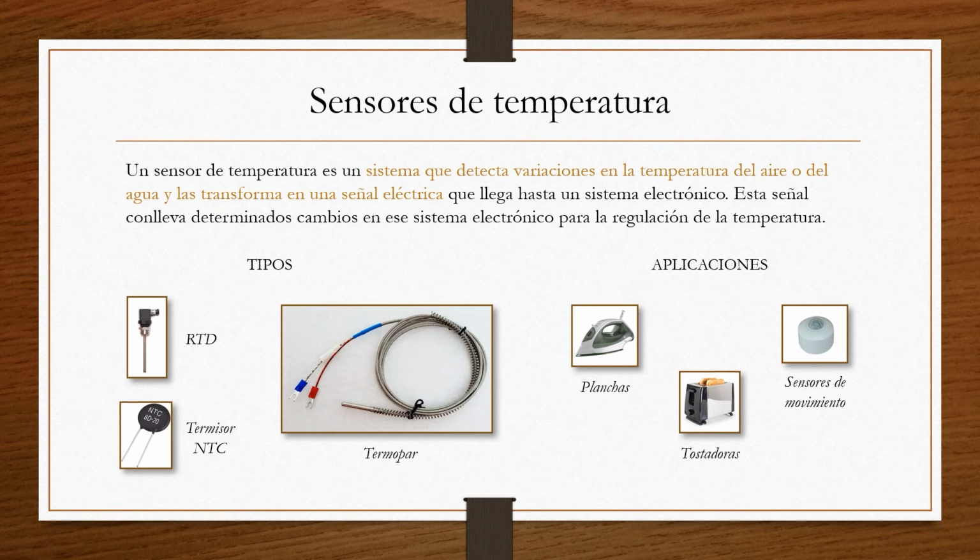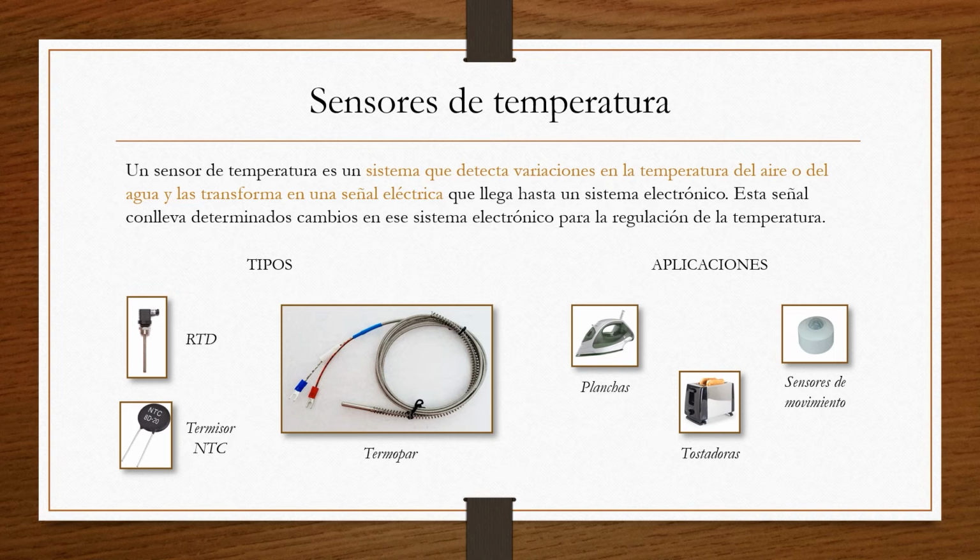A temperature sensor is a system that detects variations in air or water temperature and transfers them into an electrical signal that reaches an electronic system. This signal leads to certain changes in that electronic system for temperature regulation. There are different types of temperature sensors, but the most used is the thermocouple sensor.